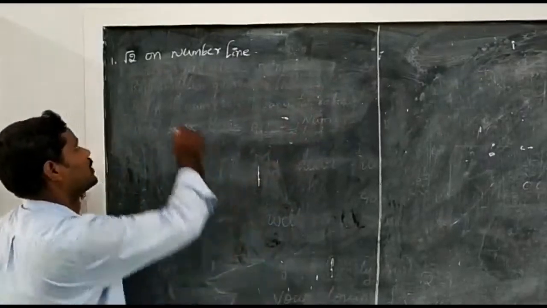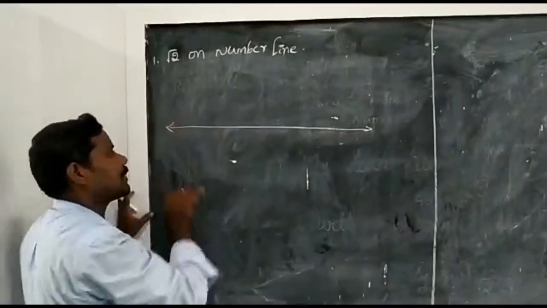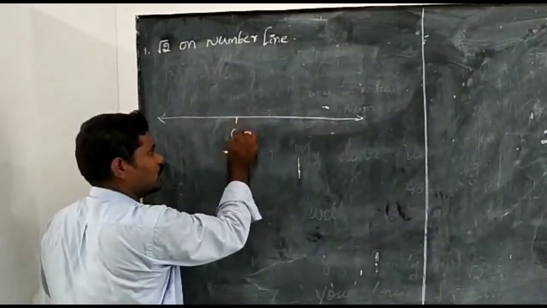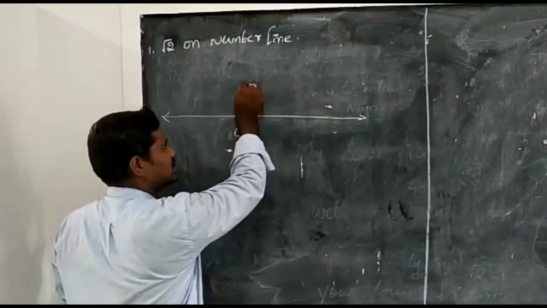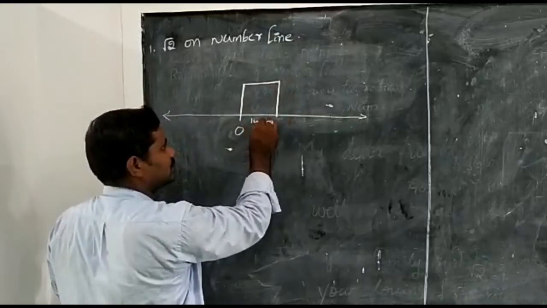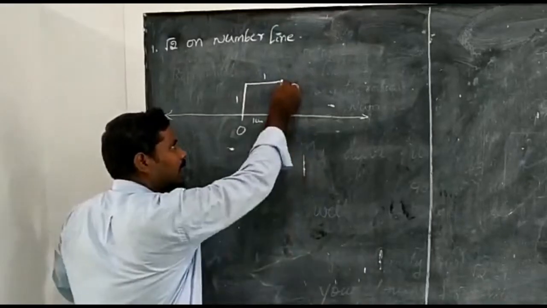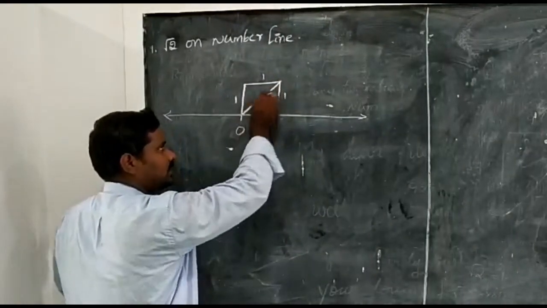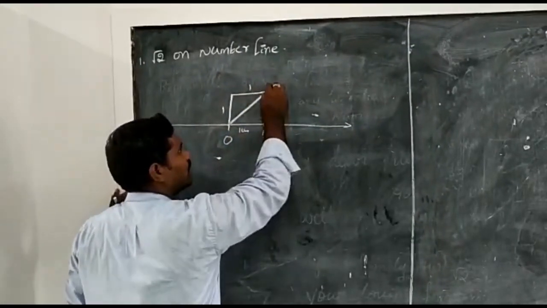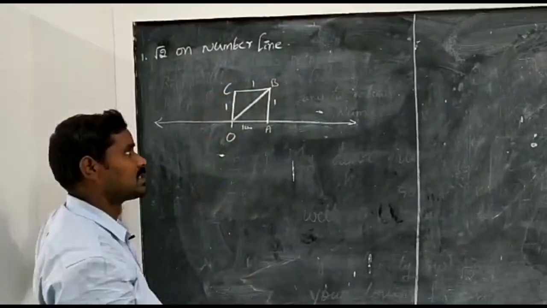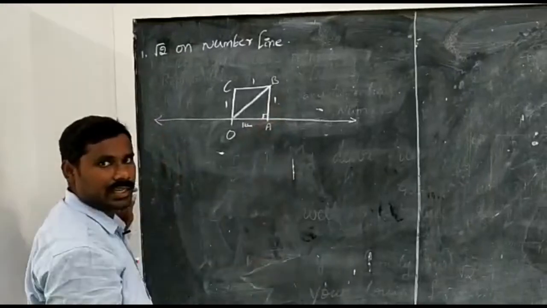Now I am showing how to represent root 2 on the number line. Here it is O, and I am taking a unit square. That means it is a square of 1 unit. That means it is 1 centimeter, 1 centimeter, 1 centimeter and 1 centimeter. Now I am joining the diagonal of one side. I am calling this unit square OABC. This is 1 centimeter and this is 1 centimeter. If it is a square, it has a right angle.